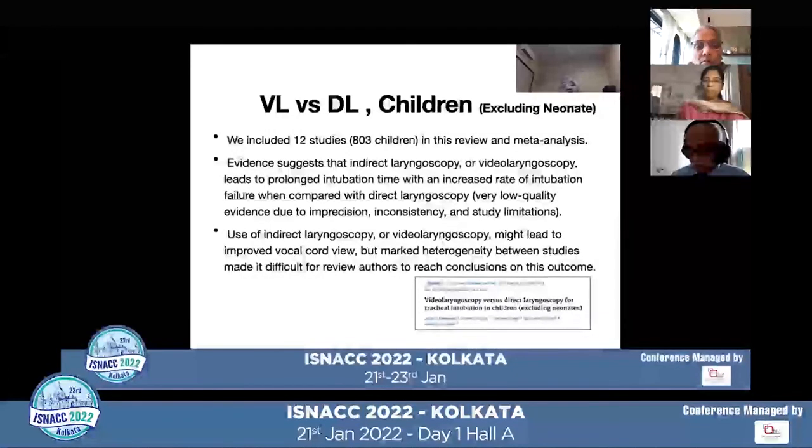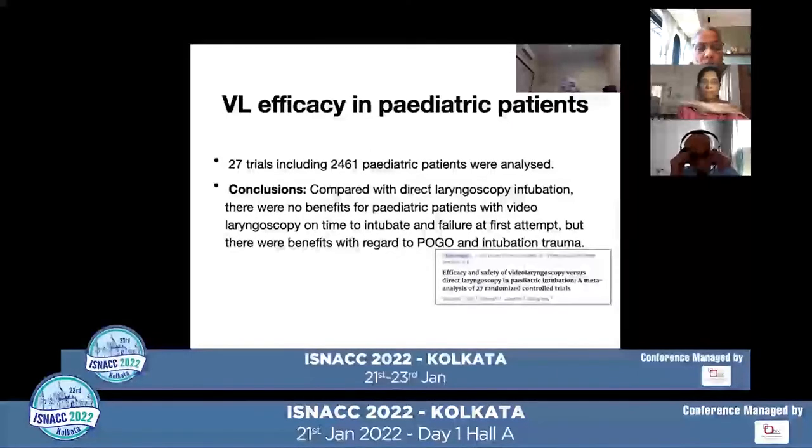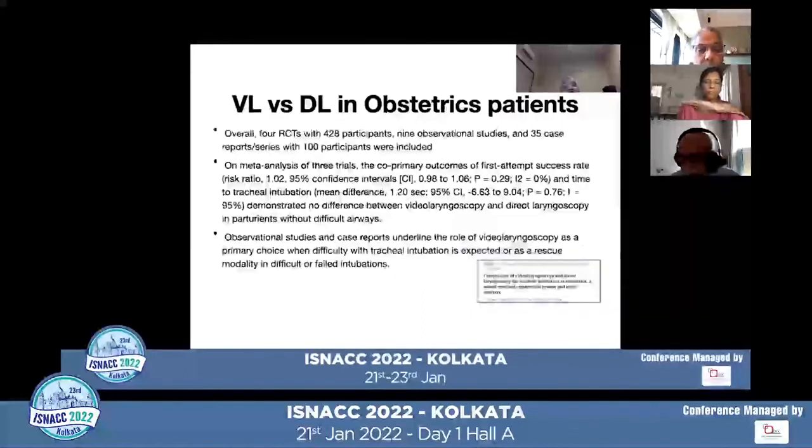In children, results are not so encouraging. Evidence suggests that indirect laryngoscopy or video laryngoscopy leads to prolonged intubation time with an increased rate of intubation failure when compared with direct laryngoscopy, though this is very low quality evidence. So it might lead to an improved view, but we are not sure about the other part of intubation success. Similarly, another meta-analysis also concluded that there is no benefit in pediatric patients on time to intubate and failure of the first attempt. They are nearly the same as direct laryngoscopy.